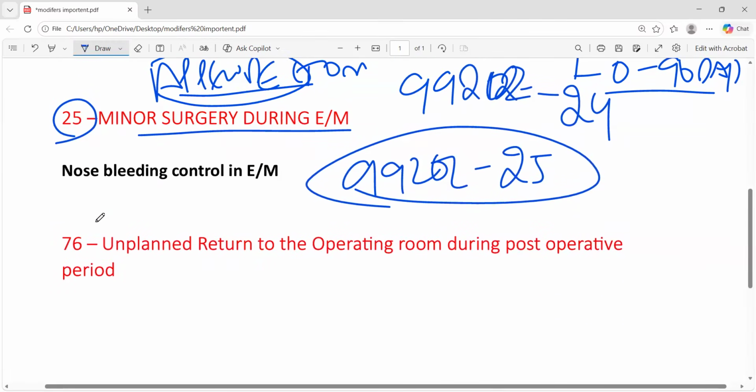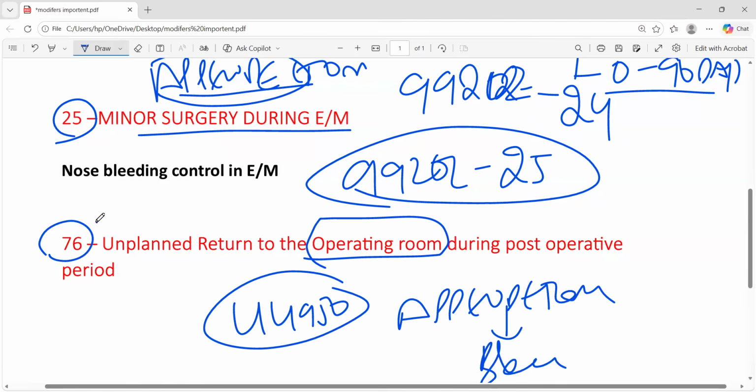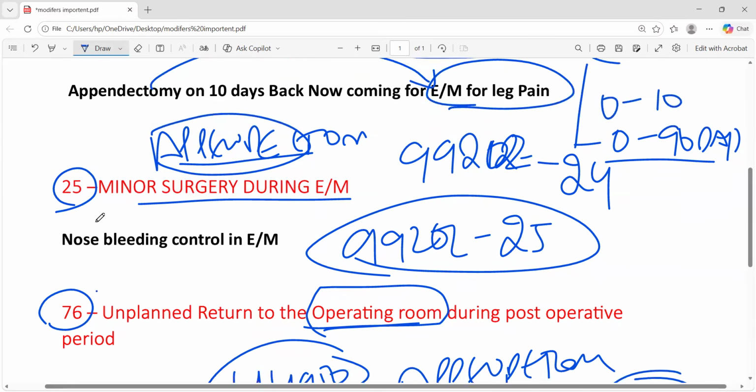Then 76 is also a most confusing modifier. Unplanned return to the operating room during the post-operative period. Remember this: operating room, with the post-operative period, and a related procedure, which means related. Suppose he had an appendectomy. I gave the code 44950. He got the payment. Suppose after the appendectomy, suddenly the patient comes back with severe bleeding from the incision where the doctor operated, and the patient goes to the operating room. Then in this case, the appendectomy related procedure gets modifier 76 during the post-operative period.